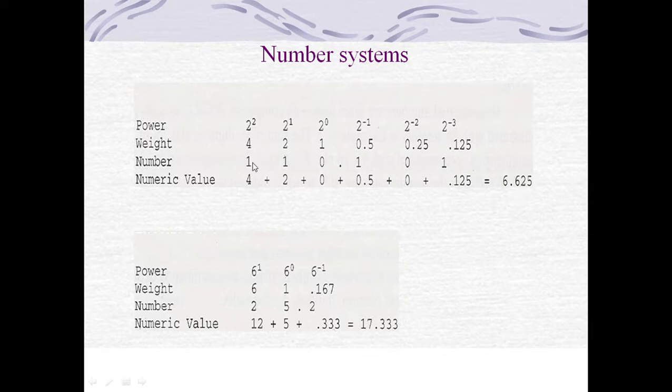So remember that this is the binary number. We write power here, and then we calculate the weights and multiply those weights with the corresponding digit and add the result. So we get the numerical value. And this numerical value is in the decimal form.